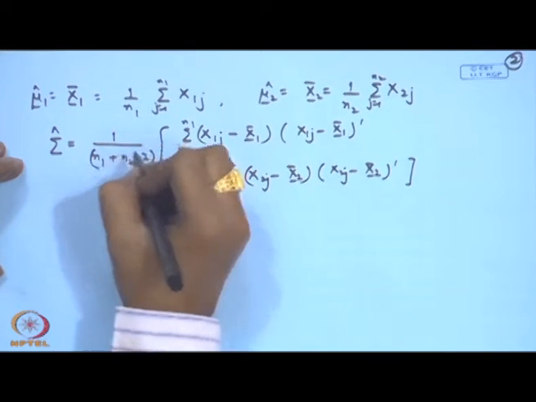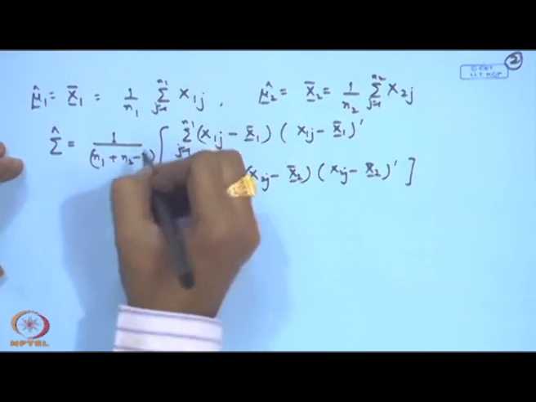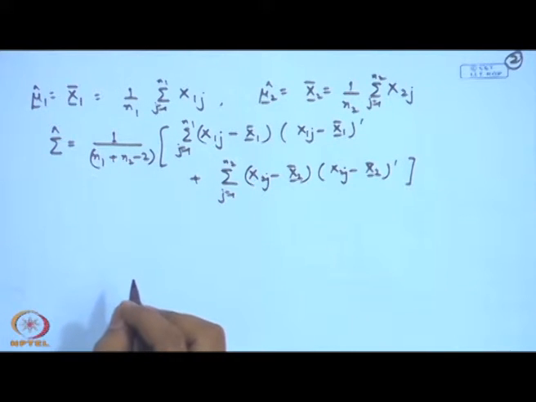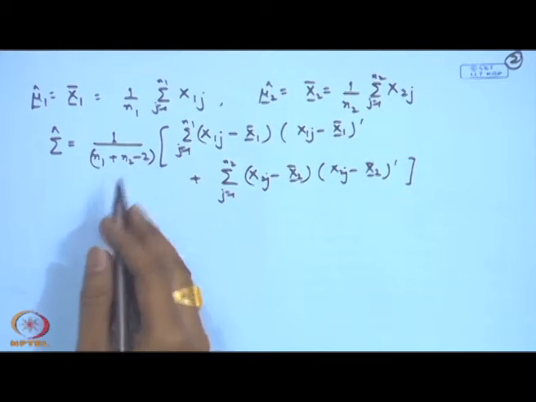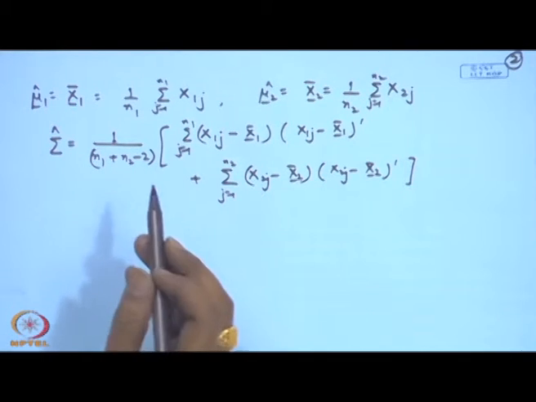Actually, this one will be unbiased. If we consider 1 by n1 plus n2, then that will be the maximum likelihood estimator. But for a large sample, it will not make any difference whether you take this or that.